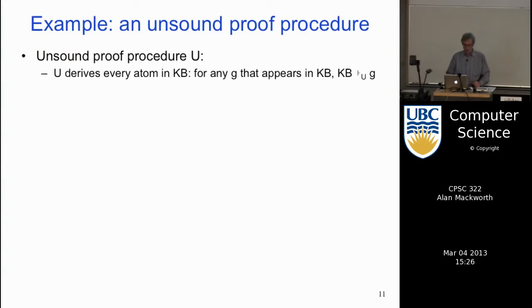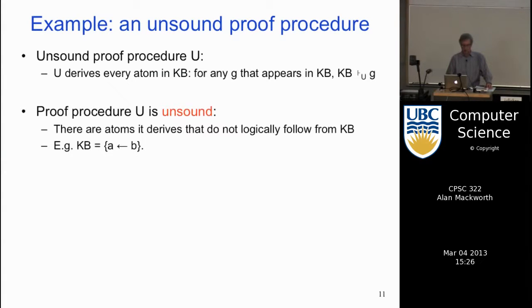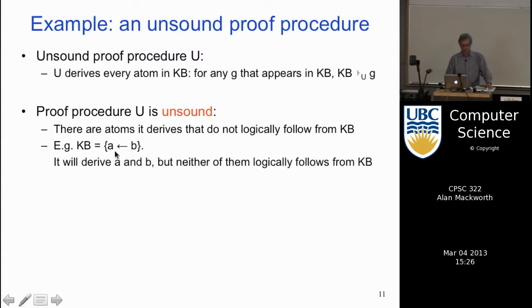So then we might look at a couple of cases. What about an unsound proof procedure? Let's just invent a proof procedure, U. It's a really dumb one. U derives every atom from the knowledge base. For any G that appears in the knowledge base, we say that G is derivable from the knowledge base. Don't use this at home. It's dangerous. It doesn't work. But you could claim that's a proof. It is a proof procedure. It's unsound, because there are atoms that it derives that do not logically follow from the knowledge base. So if the knowledge base is A if B, just that one rule, then it'll derive both A and B, because they're both mentioned. It's going to derive anything that's mentioned in the theory. So it's going way too far, right?